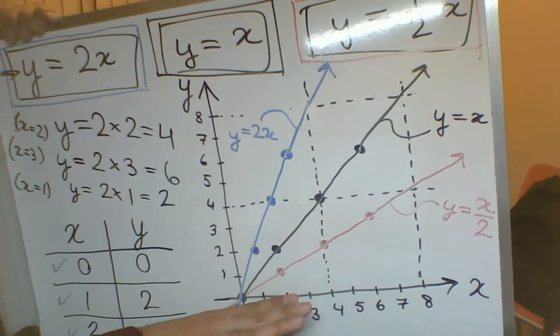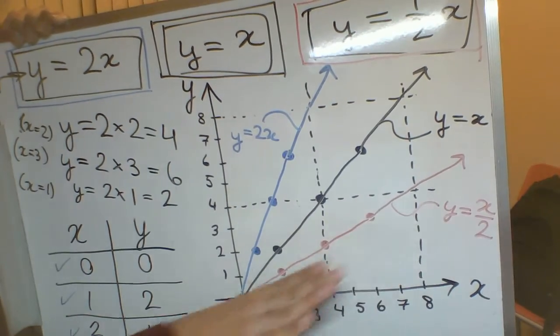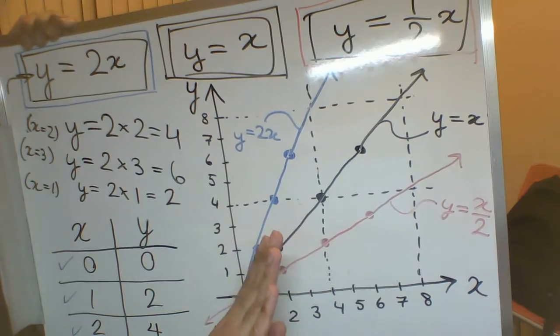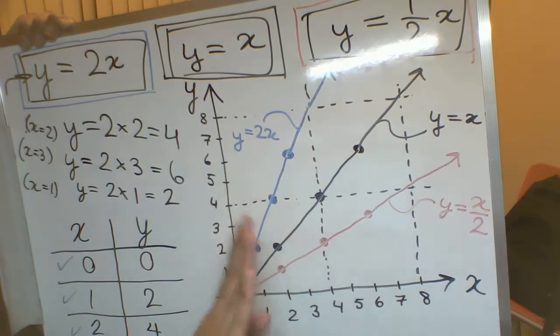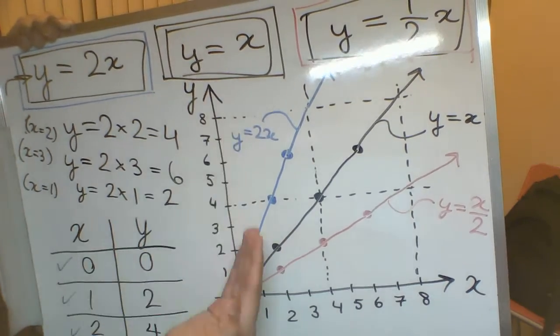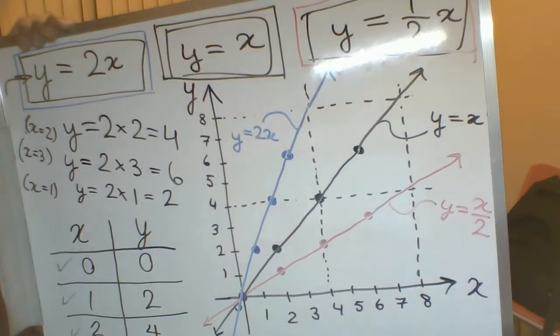y equals 1/2 of x is going to be this red line right here. y equals x, black line. y equals 2x, blue line. y equals 3x would be even steeper. y equals 4x or 5x or 10x would be even steeper that way.